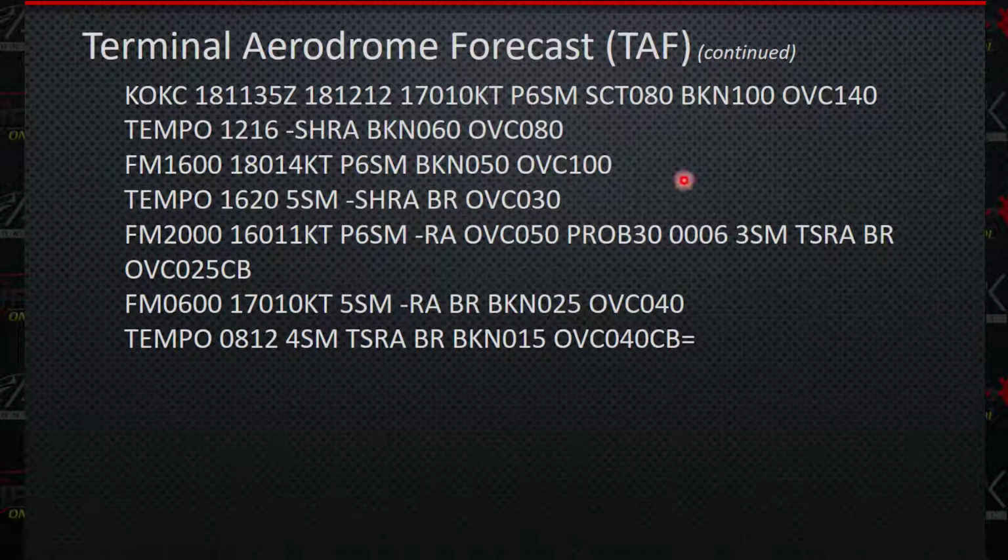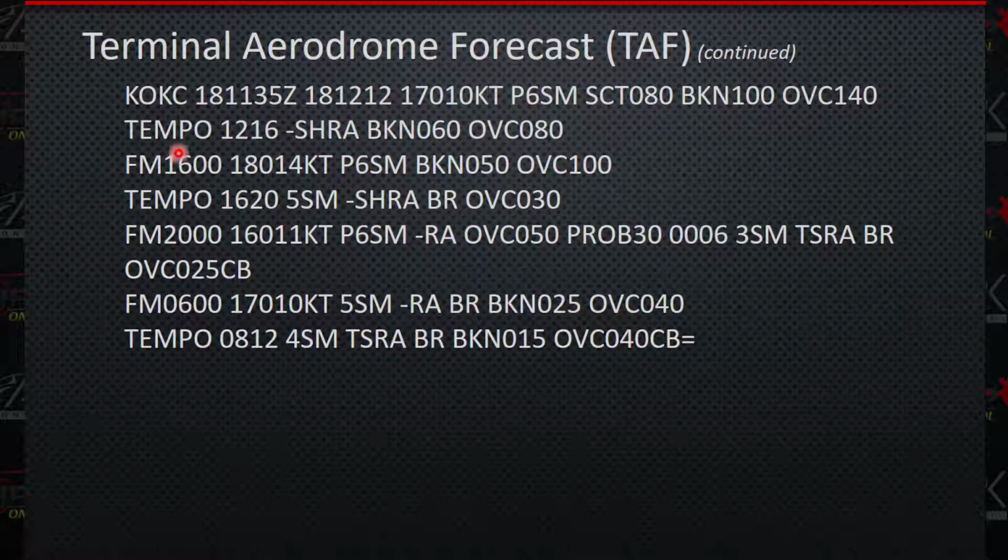So here's one for us. It's from Oklahoma City. It's prepared on the 18th day at 11:35Z. It's valid from the 18th day at 12Z to 12Z on the following day. The winds are 170 at 10 knots, greater than 6 statute miles, scattered at 8,000, broken at 10,000, overcast at 14,000. Now that's going to stop the overarching weather. So that's what predominantly is going to prevail during that whole time.